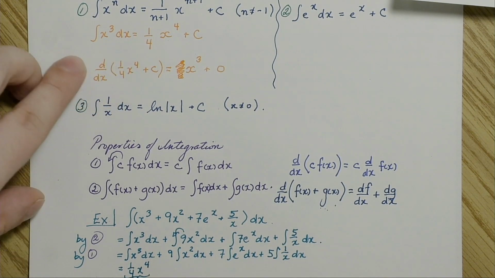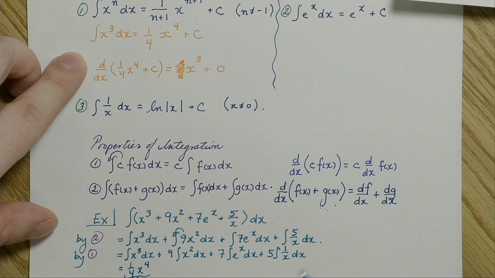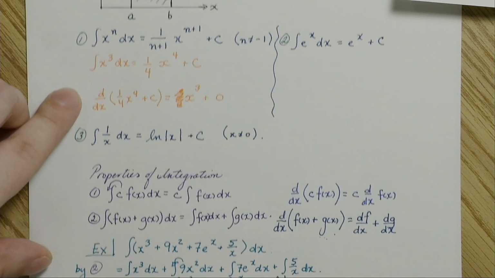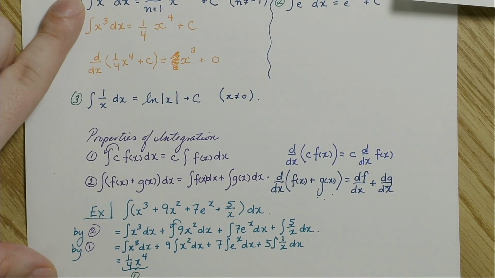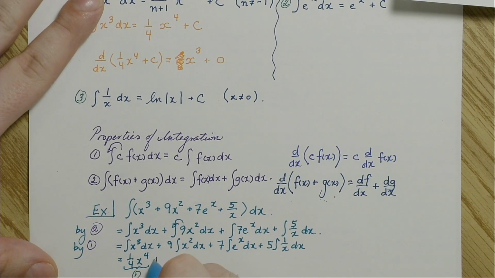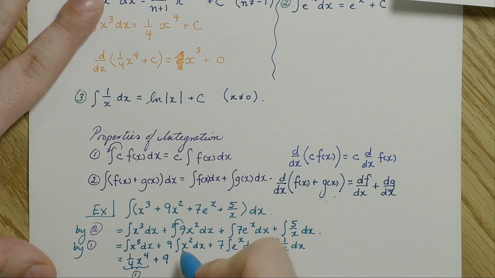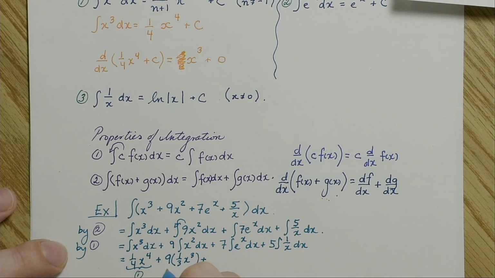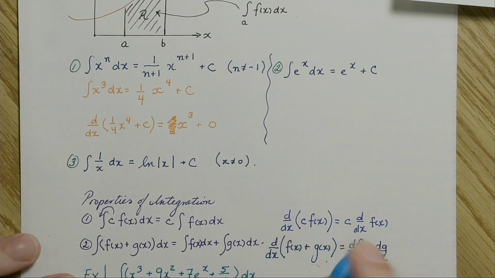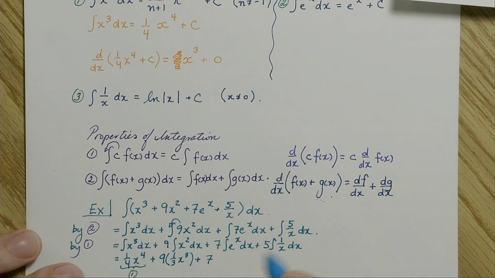So this was by, well, we had this one right up here, which I'm going to call the power rule of integration. Then we have 9, and we multiply that by the integral of x squared, so that's 1/3 x cubed, plus, and again that's still by the power rule, we have 7 times the integral of e to the x, and e to the x is just e to the x, so I can leave that, e to the x plus 5.